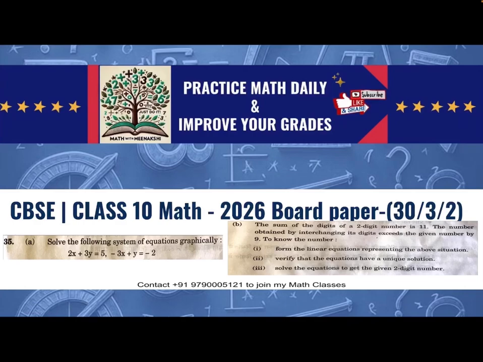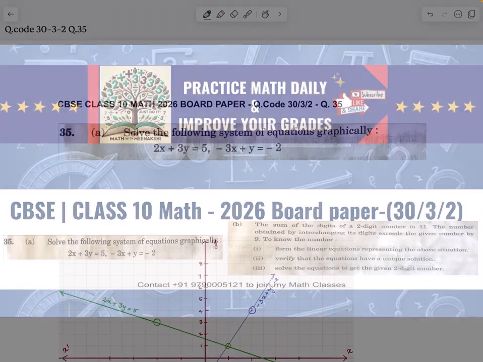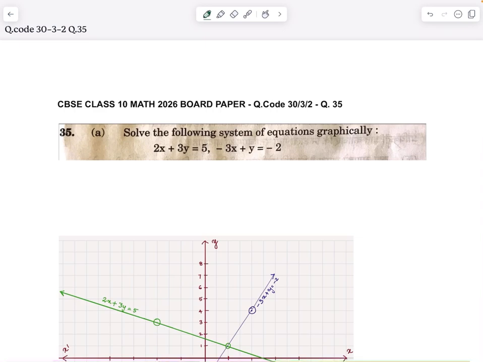Hello all, in this video I'm going to solve question 35 from the CBSE Grade 10 Standard Math 2026 board paper. The question paper code is 30/3/2. The question goes like this. Part A of question 35. Solve the following system of equations graphically.